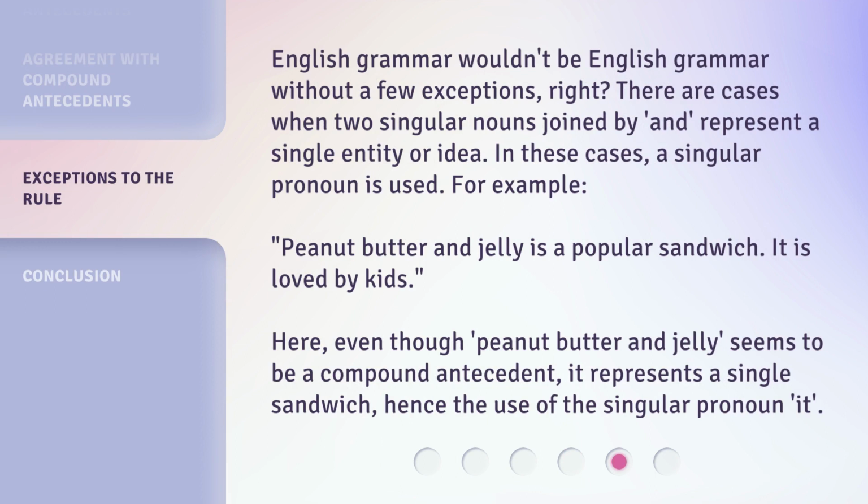English grammar wouldn't be English grammar without a few exceptions, right? There are cases when two singular nouns joined by and represent a single entity or idea. In these cases, a singular pronoun is used. For example, peanut butter and jelly is a popular sandwich. It is loved by kids. Here, even though peanut butter and jelly seems to be a compound antecedent, it represents a single sandwich. Hence the use of the singular pronoun, it.